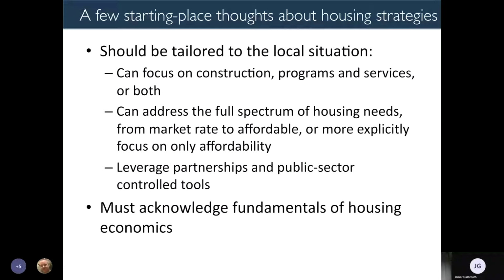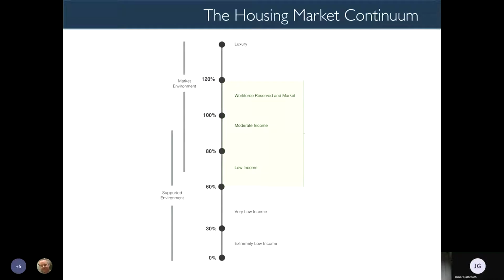And then last but not least, regardless of where it is and how you're focusing, we do have to acknowledge that the vast majority of housing is provided by the private market. And the fundamentals of how the housing market functions have to be part of what housing strategies focus on and really understand. So I'm going to actually spend a little bit of time just at a very high level talking about some of those fundamentals of housing economics just to kind of get us grounded, and then we can go from there.